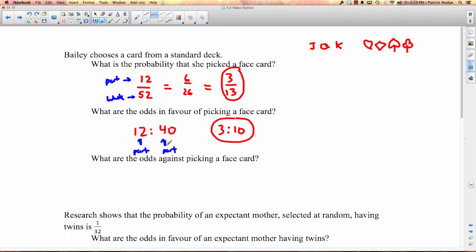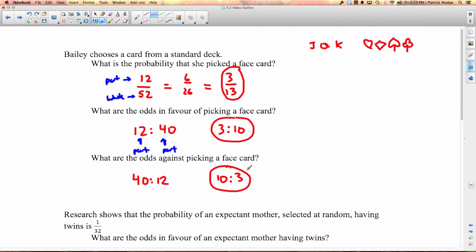Well, this time you do the same sort of thing, but first of all you put the unfavorable amount, which is the 40, then you put the favorable amount, which is 12. Put it in lowest terms, it's always going to be just the in favor one reversed, so it's going to be 10 to 3. Okay, so make sure you're clear on the difference between probability and odds, very important.